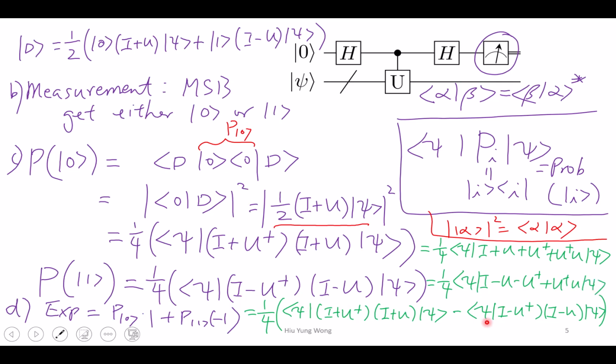And what are we doing here? We're trying to subtract this term from this term, right? So this minus this. And obviously this becomes 1 over 4 psi. If you do subtraction, I and u dagger u will be gone. But then you will get 2u and 2u dagger, right? That is the expectation value you will get if you do the measurement.